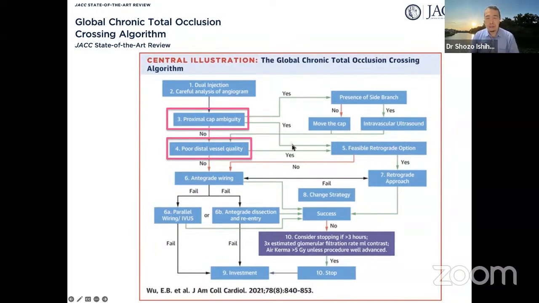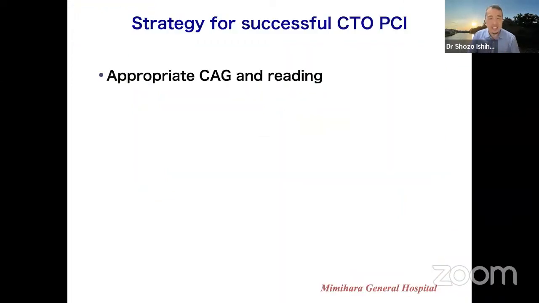So it's very important. And another point is, are there any important side branches at the distal of the CTO? And also, are there any interventional retrograde channels? So it means we have a retrograde option or not. With these factors, we should consider an antegrade strategy.